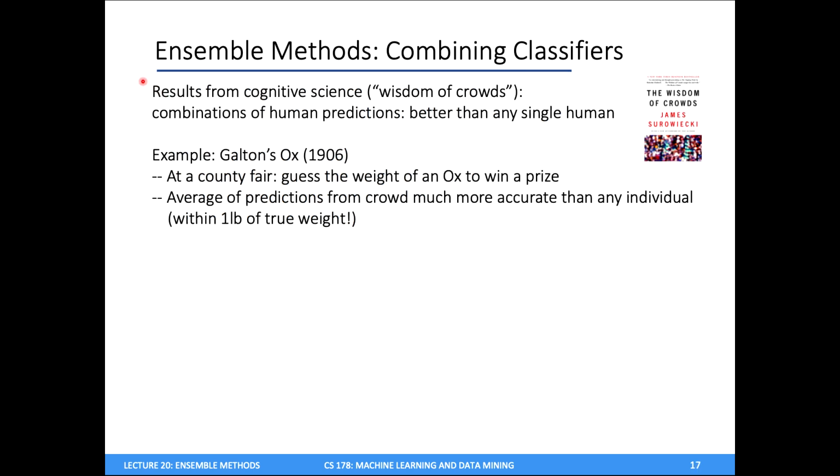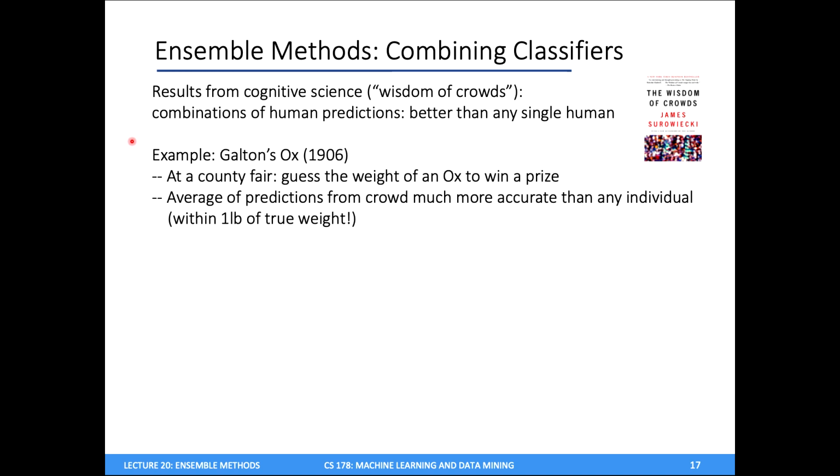Okay, so now that we set the stage with some notation, we can introduce the idea behind ensembling methods. There's a long line of research in cognitive science and psychology regarding what's called the wisdom of crowds. The basic idea here is that by combining the predictions from multiple people, you can do better on some kind of predictive task than any single individual human would do.